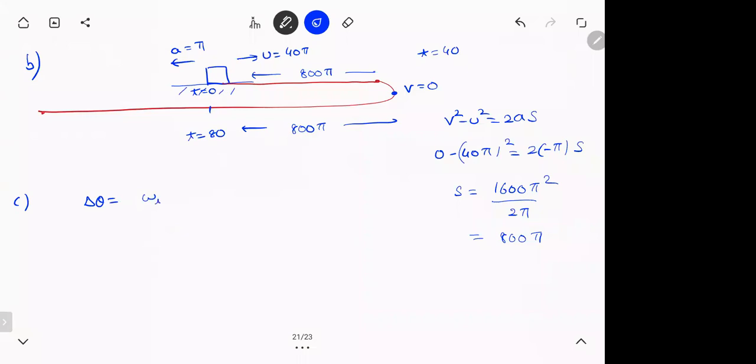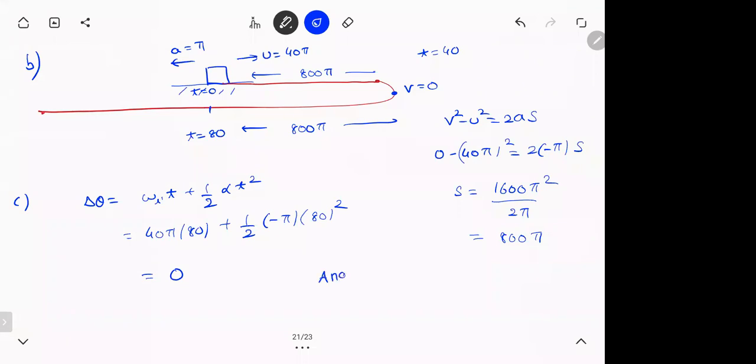Omega initial time plus half alpha t square. Omega initial is 40 pi, time is 80. Half alpha is minus pi and time is 80 square. You get this thing 0. That means you came back to the same position.